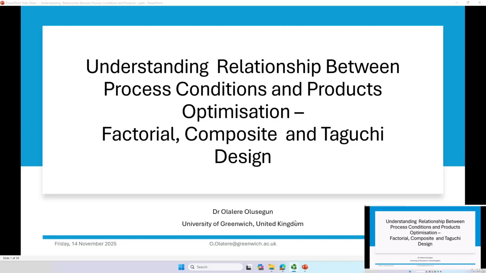So we try as much as possible to use different real life scenarios on this. It will not be theory, but today will be theory, at least to open up what Factorial design or design of experiment is all about. Let me start by saying this.